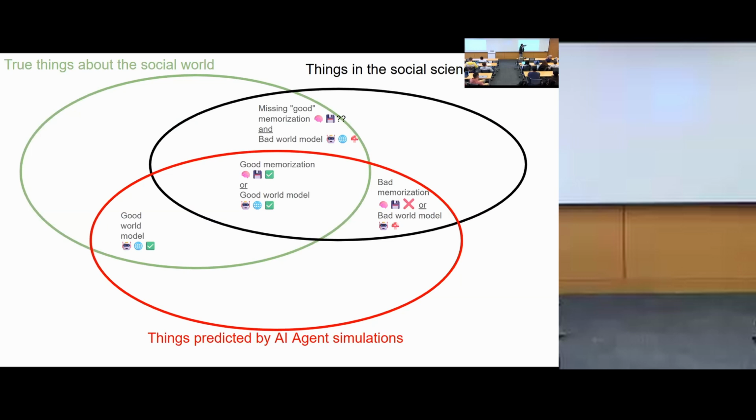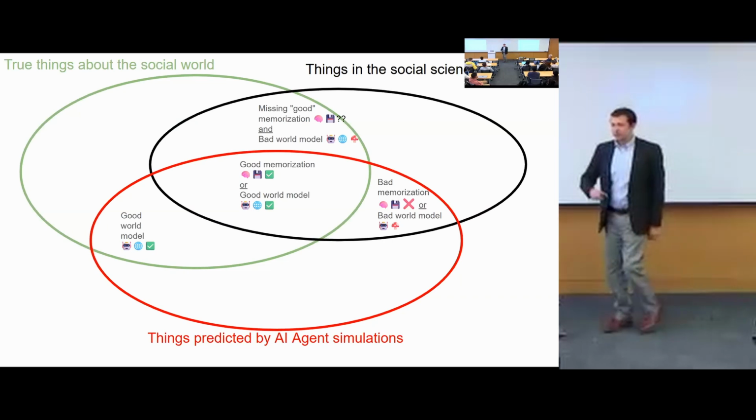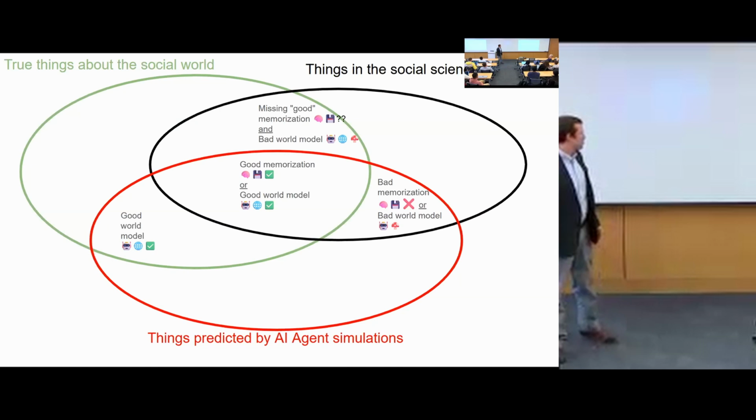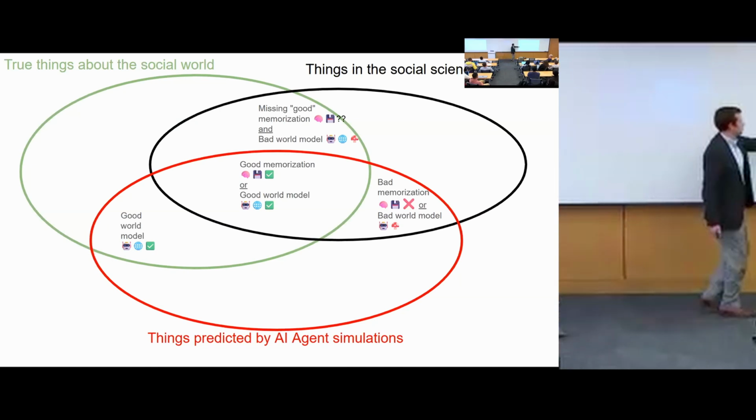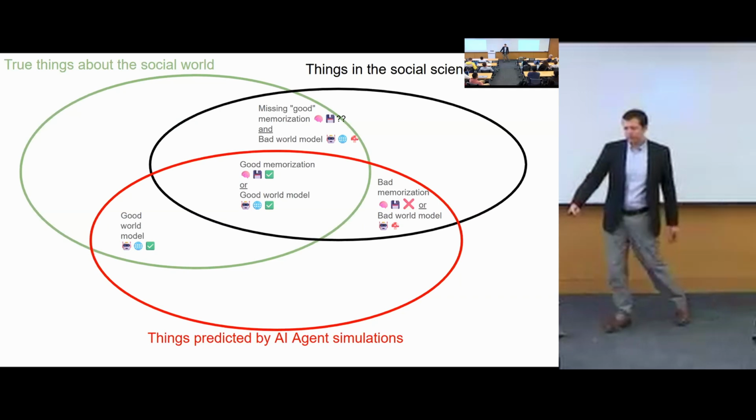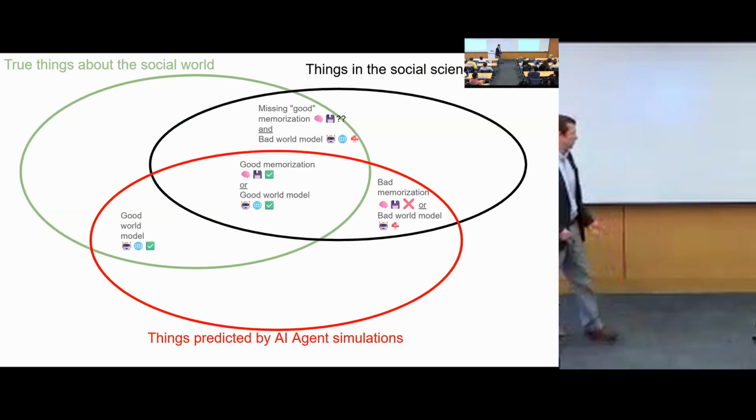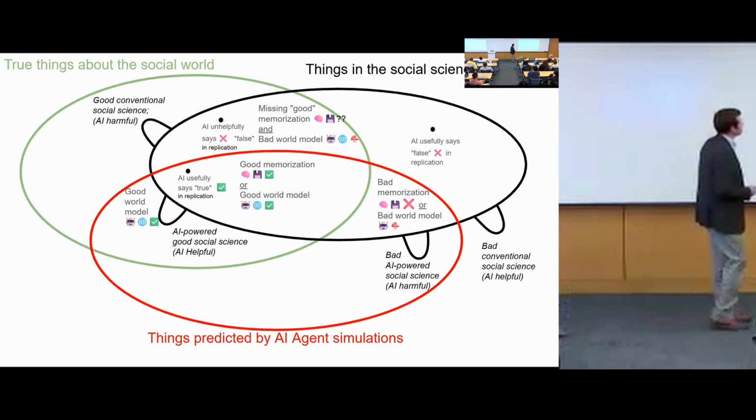Here it's working. These are true things that are in the literature and are predicted by the agents, either because it has a good world model or it's memorized things that it should have memorized. The exciting sweet spot would be things that are true, and the AI agent will show you that they're true, but they're not in the literature yet. And this is where you need that good world model. It's figured something out that you just have to ask in the right way and you'll be able to extract that.